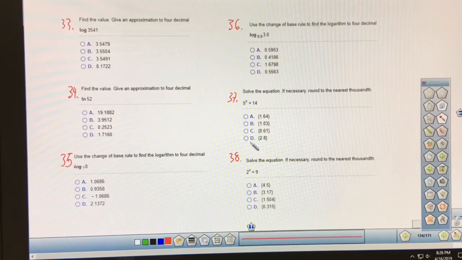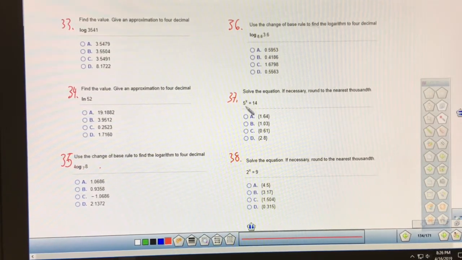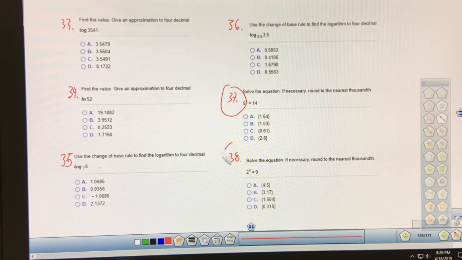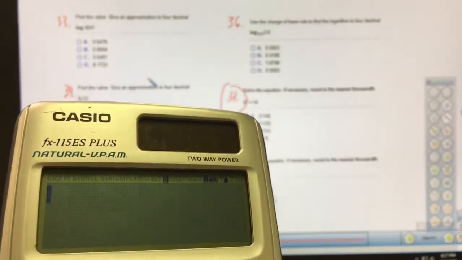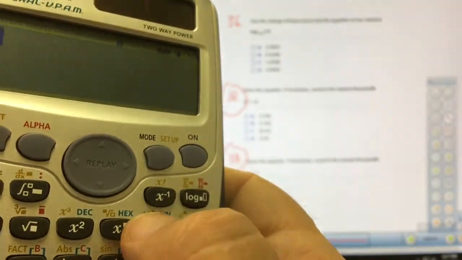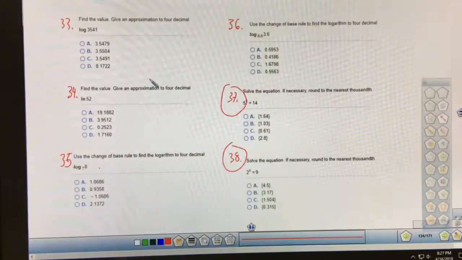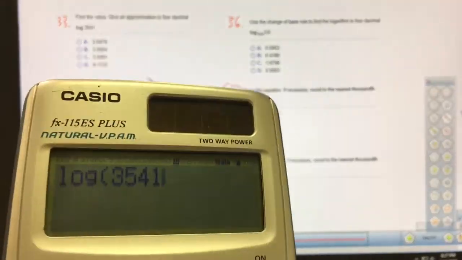Number 33. Calculator key in. This one I have to rewrite the key into the calculator. So for number 33, I'm going to do this in rapid succession. It's log base. Oh, no log base. It's just log. So the log button is a little diagonal to the log base button. So I'm going to hit log, and then it's 3541.